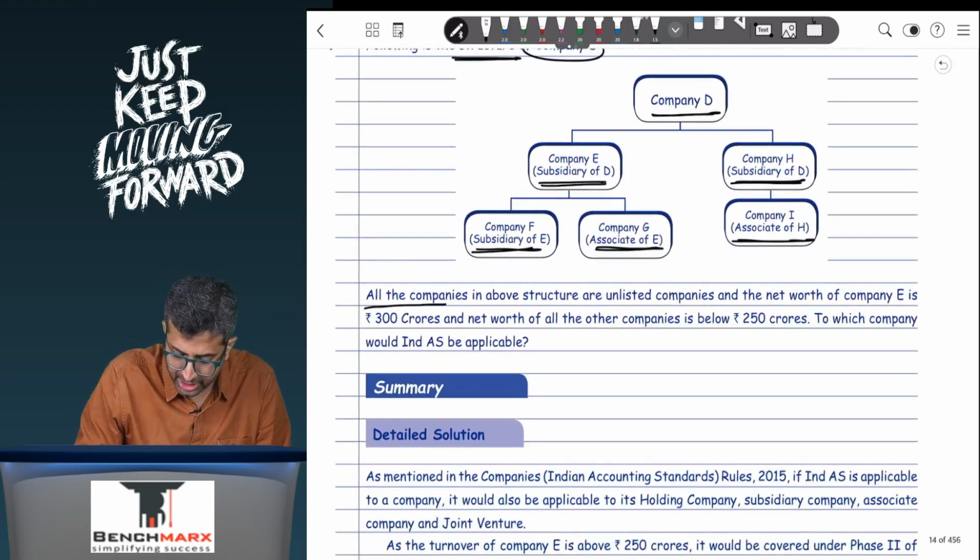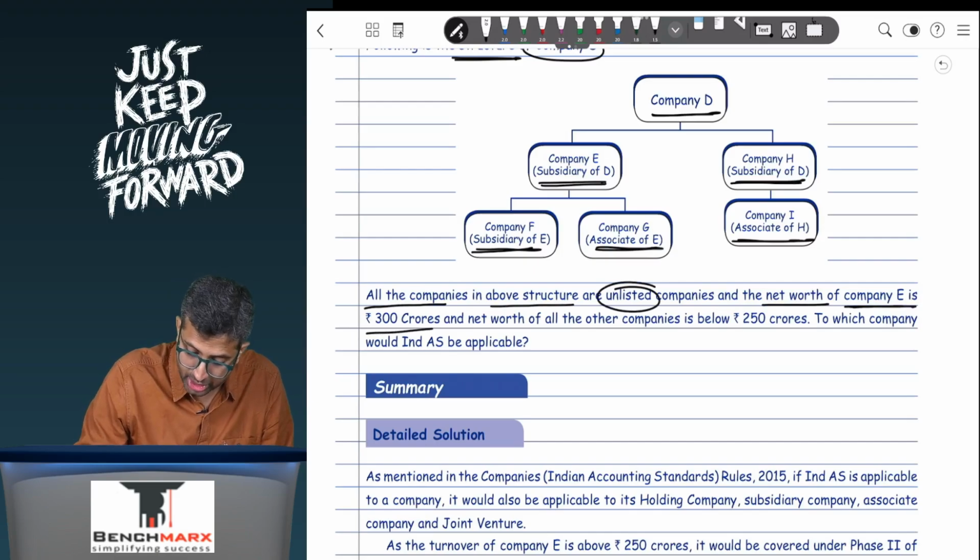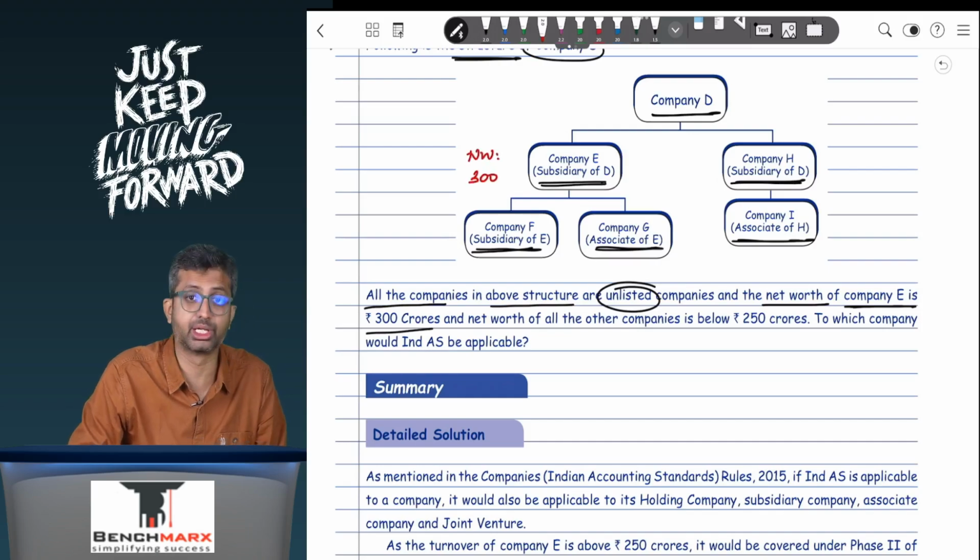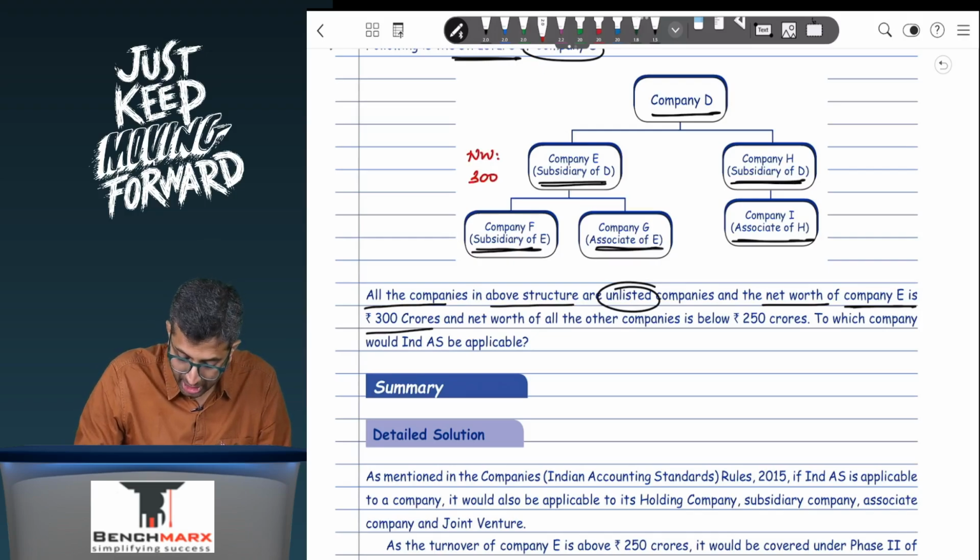All the companies in the above structure are unlisted, and net worth of company E is 300 crores. So, where is this company E? Net worth over here is 300. Basically, it is greater than 250 crores. And the net worth of all other companies are below 250 crores. To which company would Ind AS be applicable?